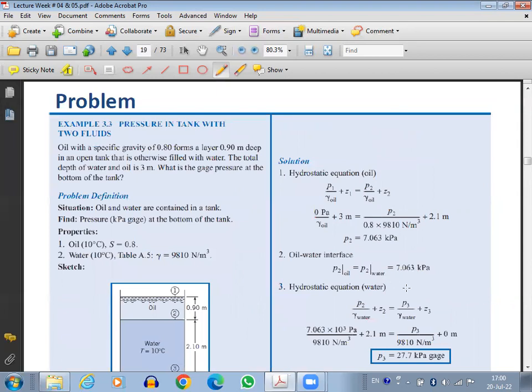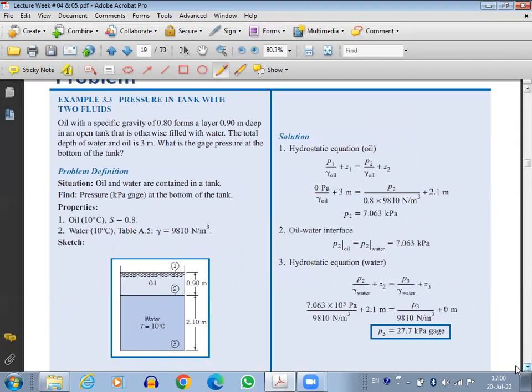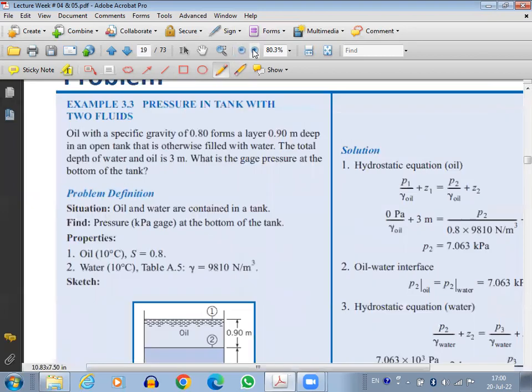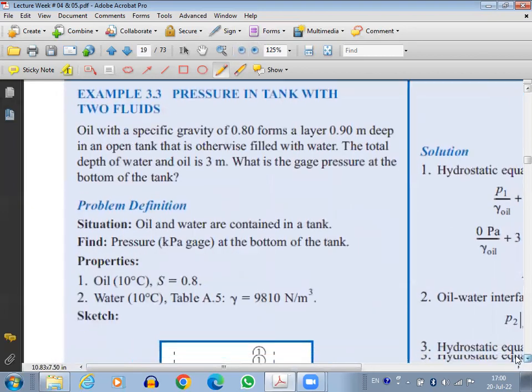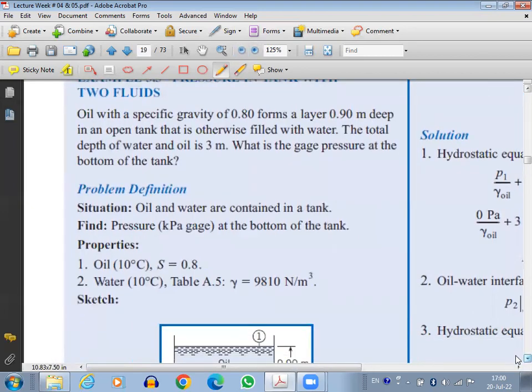Okay, now let's see this one. Oil with a specific gravity of 0.8 forms a layer 0.9 meter deep in an open tank that is otherwise filled with water. The total depth of the water and oil is 3 meters. What is the gauge pressure at the bottom of the tank? So this is the thing we have.